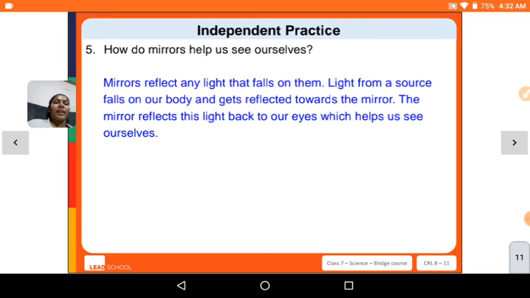Mirrors reflect any light that falls on them. Light from a source falls on our body and gets reflected towards the mirror. The mirror reflects this light back to our eyes, which helps us see ourselves.